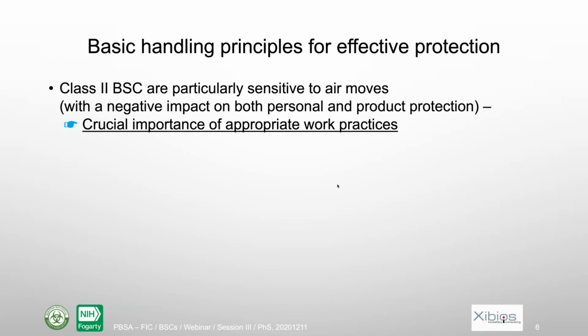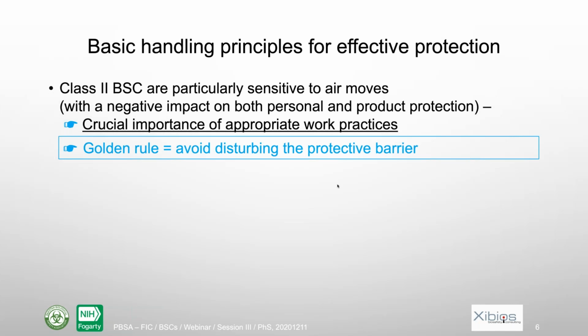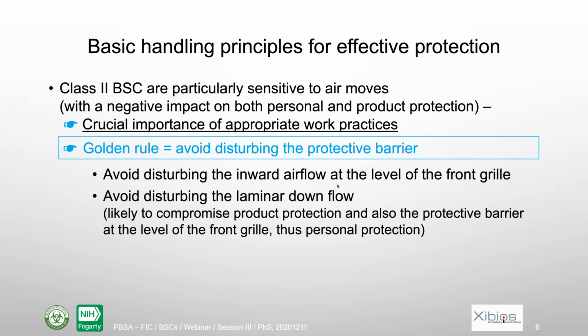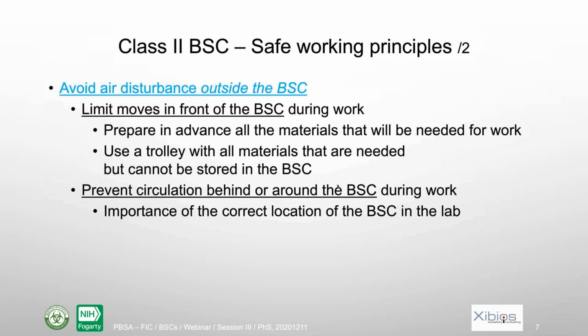So since Class II biosafety cabinets are particularly sensitive to air moves inside, outside, and so on, appropriate work practices are really of crucial importance. It is very important to avoid any disturbance of those airflows. So the golden rule for all the protection is to avoid disturbing the barrier, mainly the barrier at the entrance of the biosafety cabinet. And so for that, we need to avoid disturbing the inward airflow at the level of the front grill. Also, avoid disturbing the laminar flow that goes down inside of the cabinet, because if you create some unbalance, there might be some air that escapes or enters without any control, and you will lose product protection, but also personal protection.